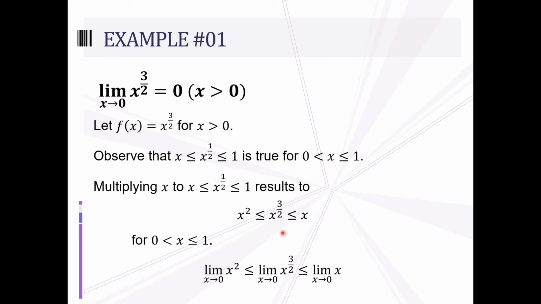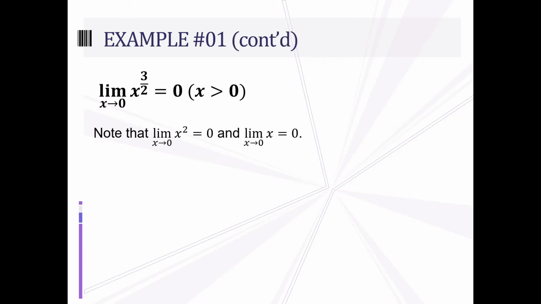Now if we take the limit of this inequality, we have the limit of x raised to 3 over 2 as x approaches 0 is greater than or equal to the limit of x squared as x approaches 0 but less than or equal to the limit of x as x approaches 0. Note that yung limit ng x squared as x approaches 0 is 0. Diba? Kasi polynomial lang to, pwede nating i-substitute lang yung 0. And the limit of x as x approaches 0 is equal to 0. Which means that, by the squeeze theorem, the limit of x raised to 3 over 2 as x approaches 0 is also equal to 0.